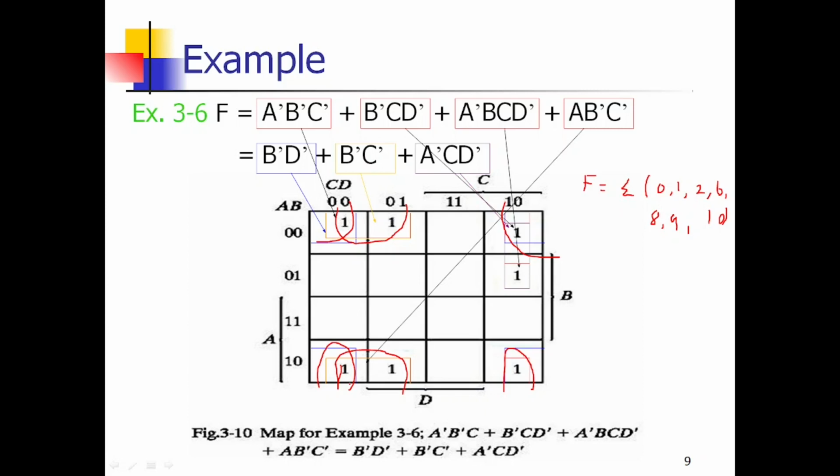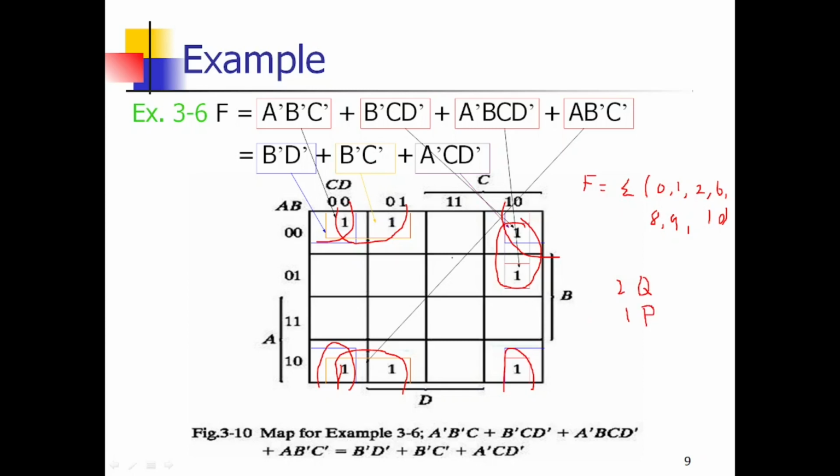After that, one pair is here. Here we are having a 1, and this 1 can be mapped with this one to make a pair. So in this K-map, we are having 2 quad possibilities and 1 pair possibility.